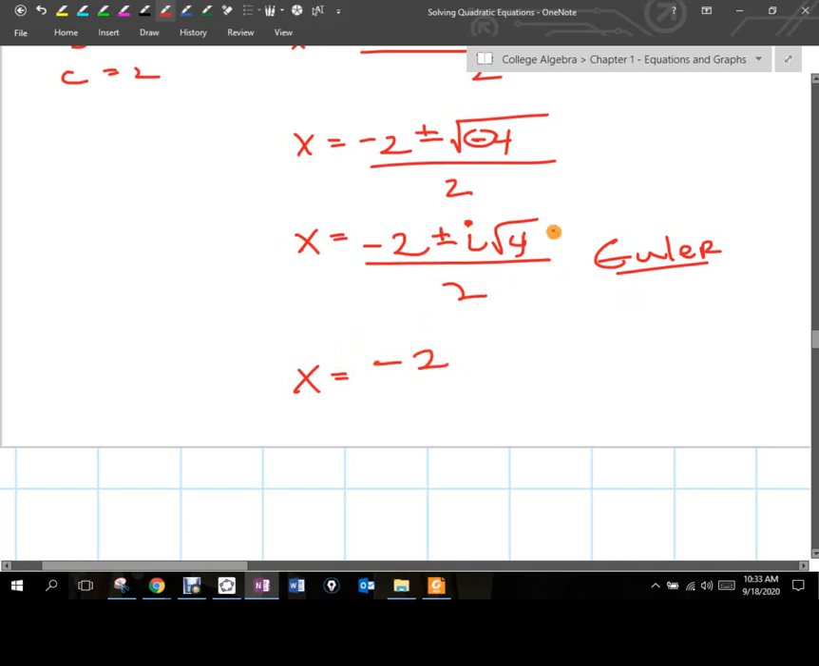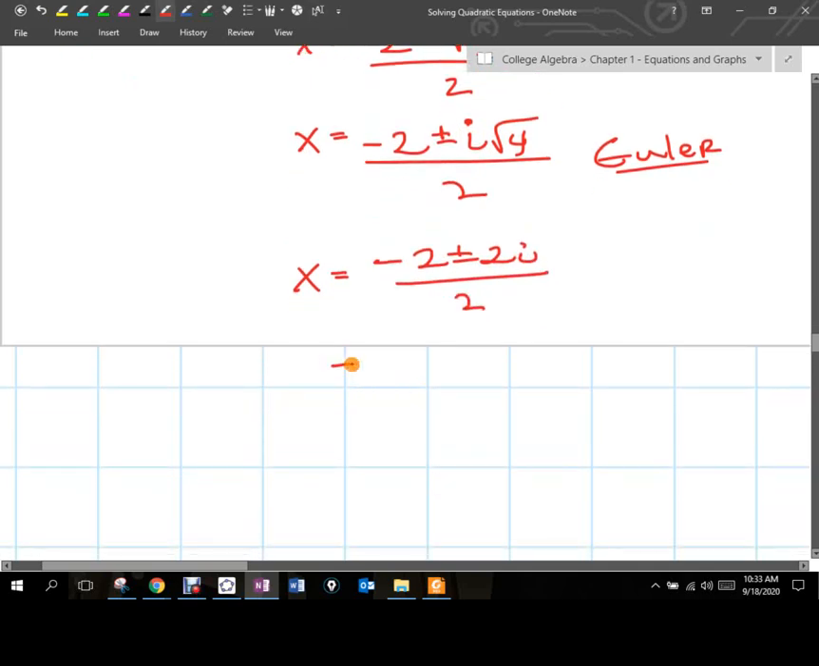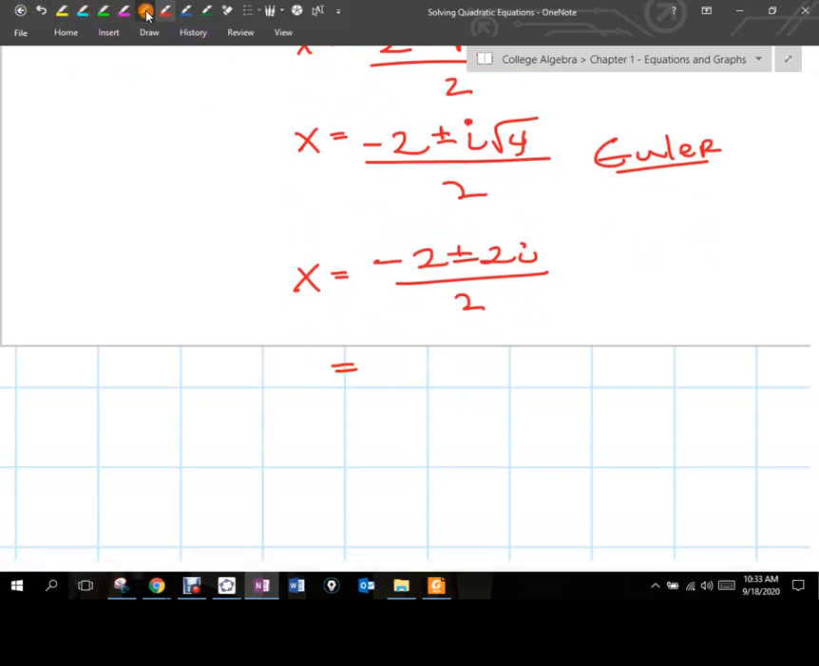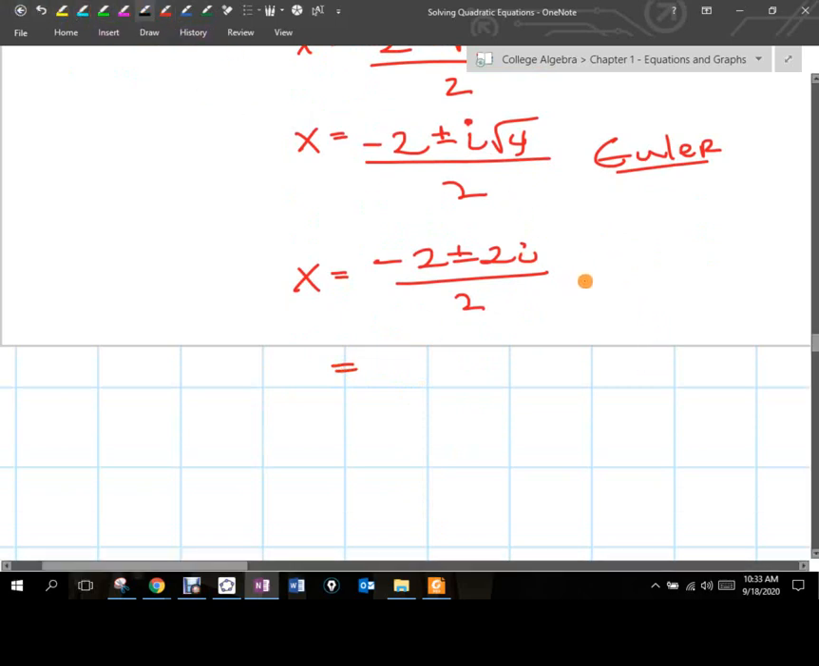So negative 2 plus or minus this becomes 2i, right? All over 2. And this is the logic here. Some people start canceling things and aren't certain why they cancel things. In this situation, I can go blank, blank, blank, right? And get negative 1 plus or minus 1i, and that's my answer. Okay? Anybody know why I can do that? That's not necessarily the answer. We can rewrite it that way, right?